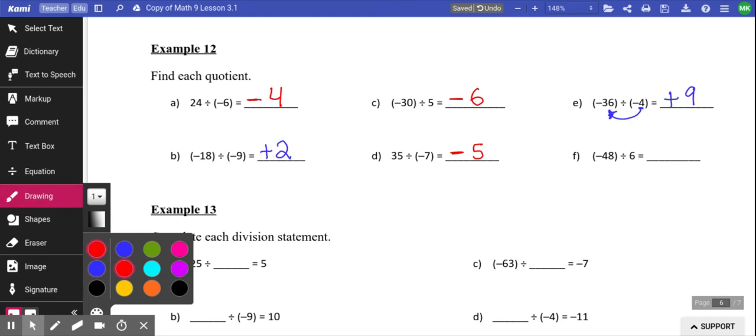F is going to be negative because I have one negative, one positive. Count by 6 until I get to 48: 6, 12, 18, 24, 30, 36, 42, 48. That's 8 times. You guys can all do multiplication and division in your head. It's just skip counting. If you know which numbers you're counting by and how many times, you could do it.